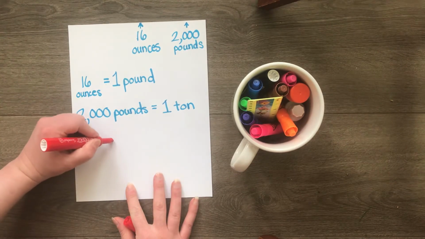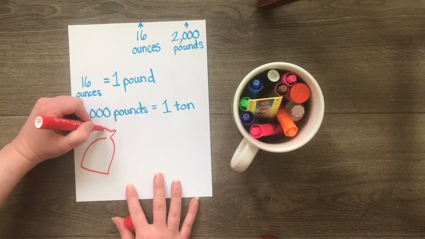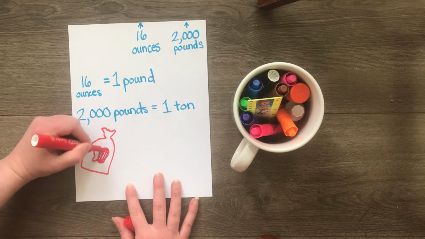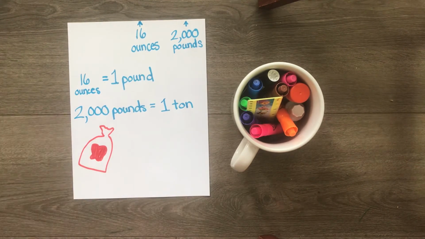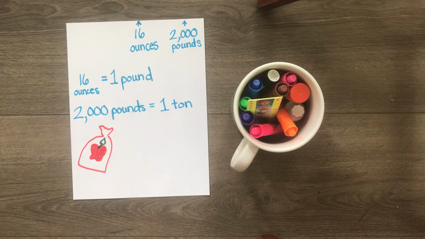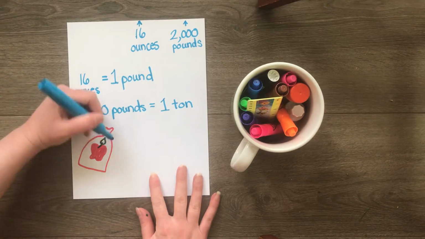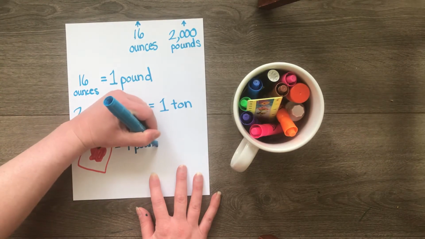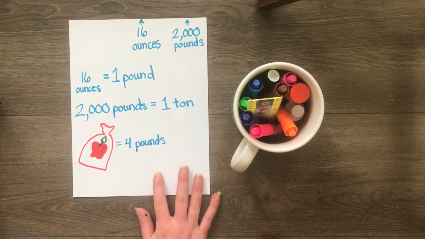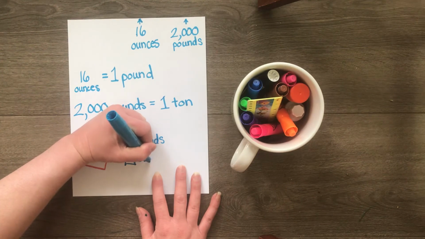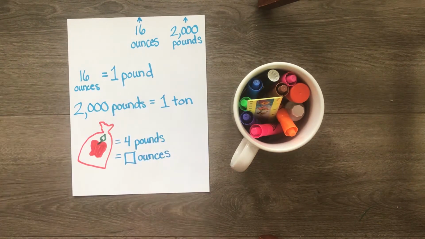If we were to convert, let's pretend we have a bag of apples. Okay, so there's my crazy looking apple. Let's pretend we have a bag of apples, and this bag of apples weighs 4 pounds. I want to know how many ounces that equals. How many ounces does 4 pounds equal?